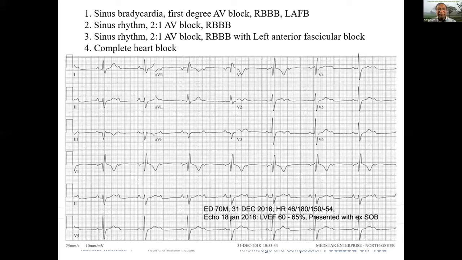Look at this, I'm bringing this ECG again and again. This ECG is actually the most missed. It is easy to miss, and if somebody misses it, you can't blame them because it's tricky.